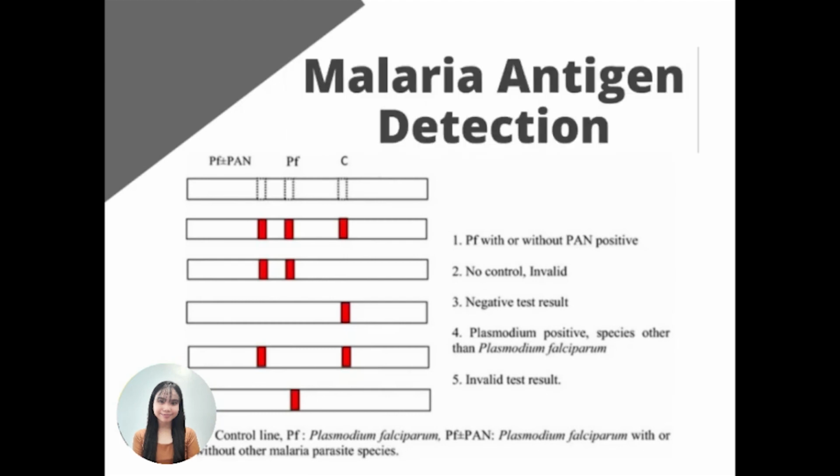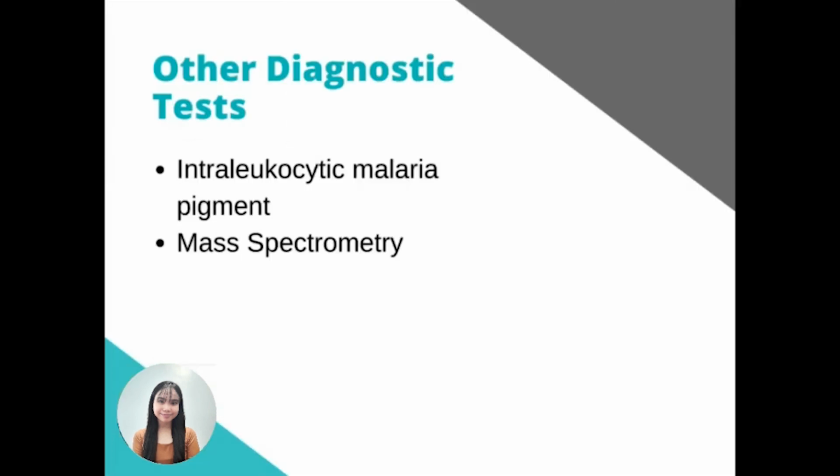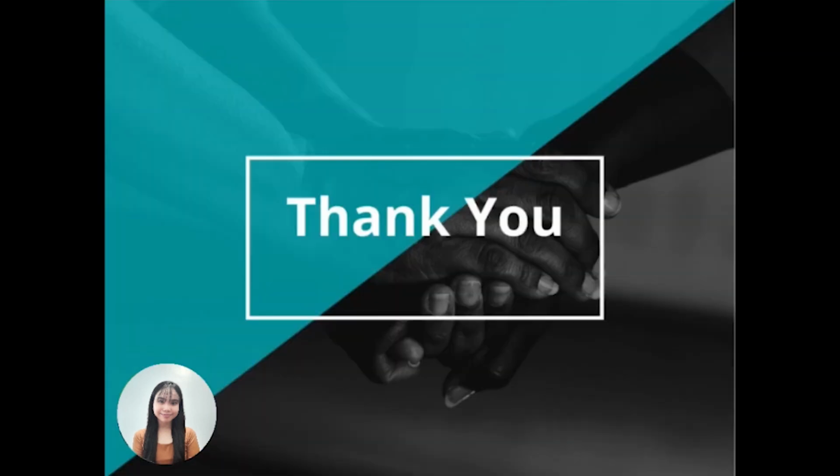In the image, number 1 is pure or mixed infection with P. falciparum. 2 is non-falciparum malaria, and 3 is a negative test result. 4 is positive with other Plasmodium species, and 5 is an invalid test result. Other diagnostic tests are intraleukocytic malaria pigment and lastly mass spectrometry. And that's all for the Plasmodium species. Thank you.